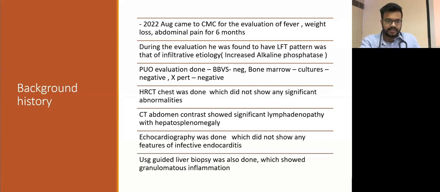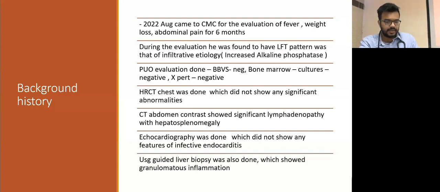And we ran a PUO evaluation. Blood cultures were negative. Bone marrow cultures also came negative and showed no significant abnormality. HRCT chest was done, which did not show any significant abnormality. CT abdomen with contrast showed significant lymphadenopathy with mild hepatosplenomegaly. Echocardiography was done, which did not show any features of infective endocarditis. Ultrasound was done for the lymph nodes and liver.